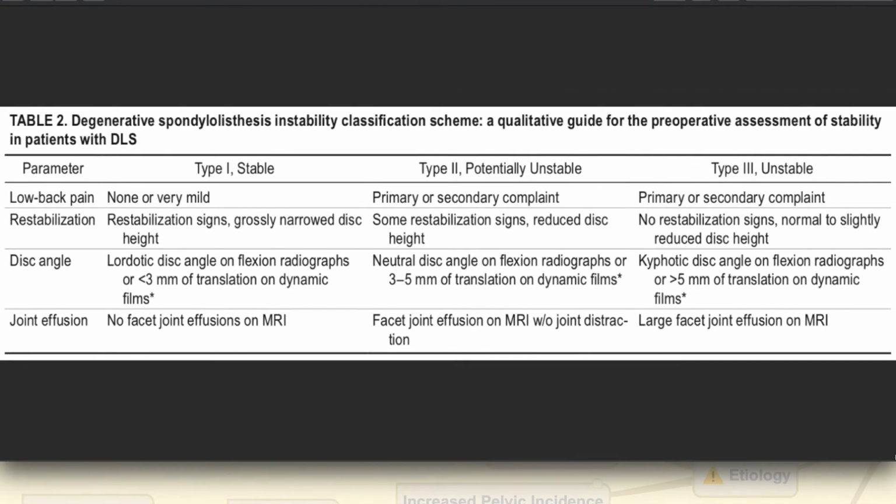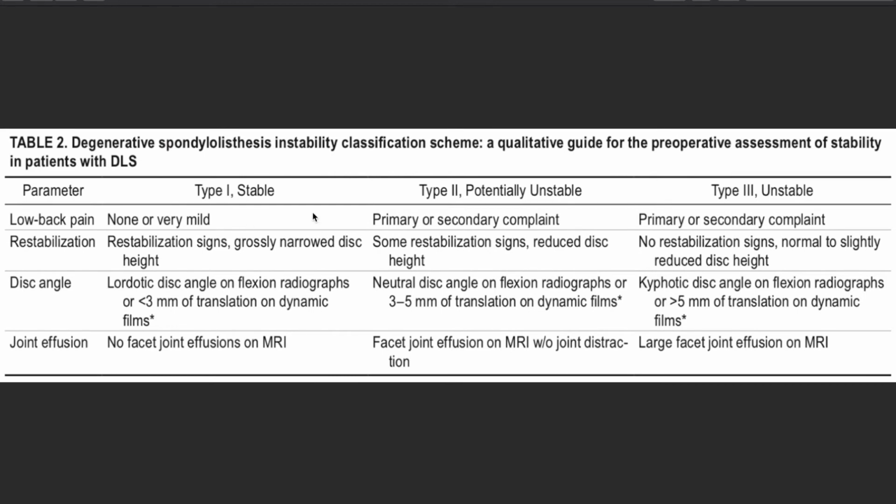So in this scheme, the spine is divided into three types, which are the stable type, the potentially unstable type, and the unstable type. And the parameters to determine which category our patient is in are these four parameters: the low back pain, the restabilization signs, the disc angle, and the joint effusion.